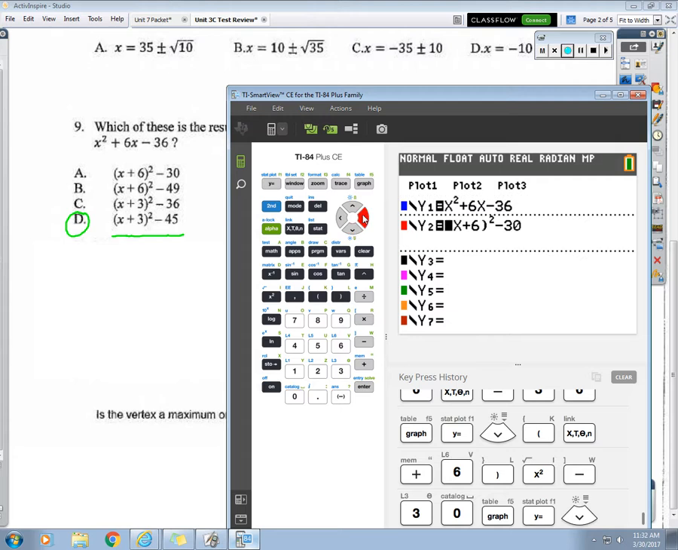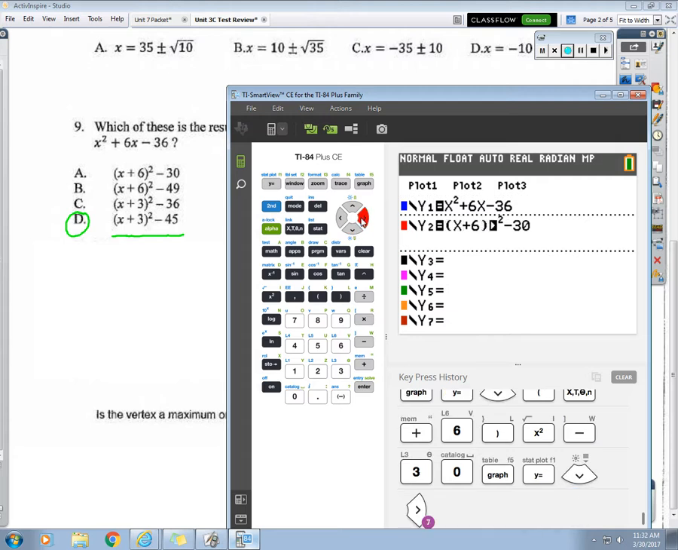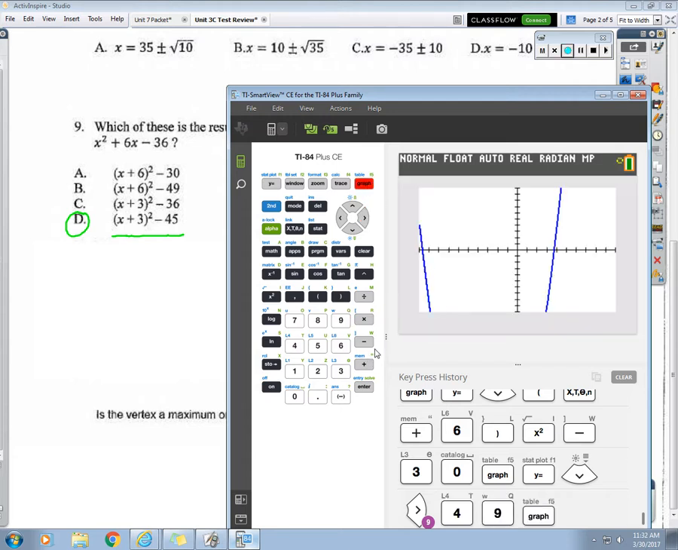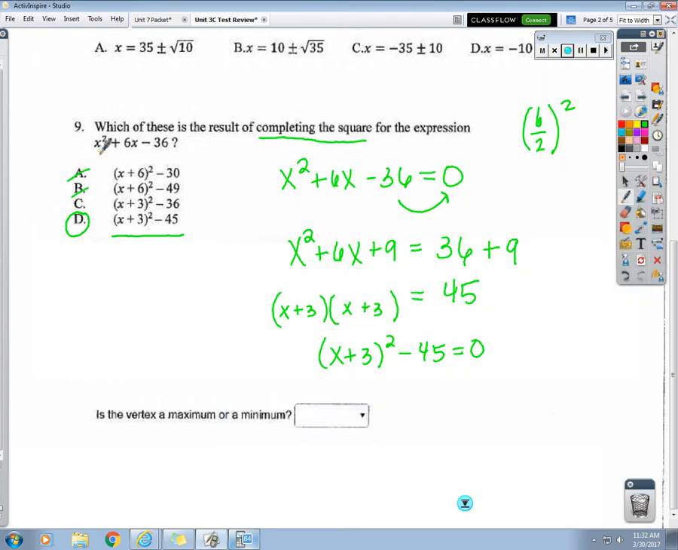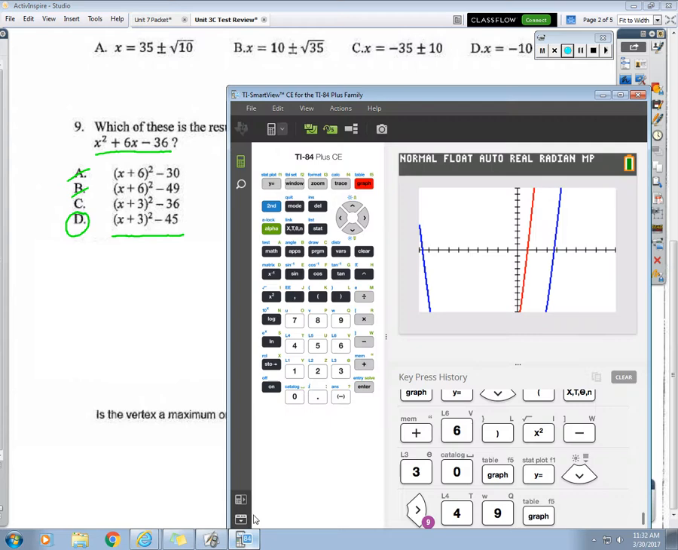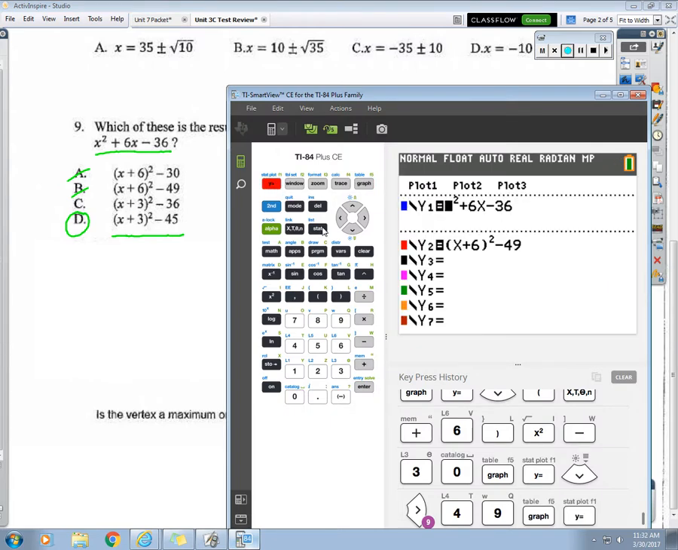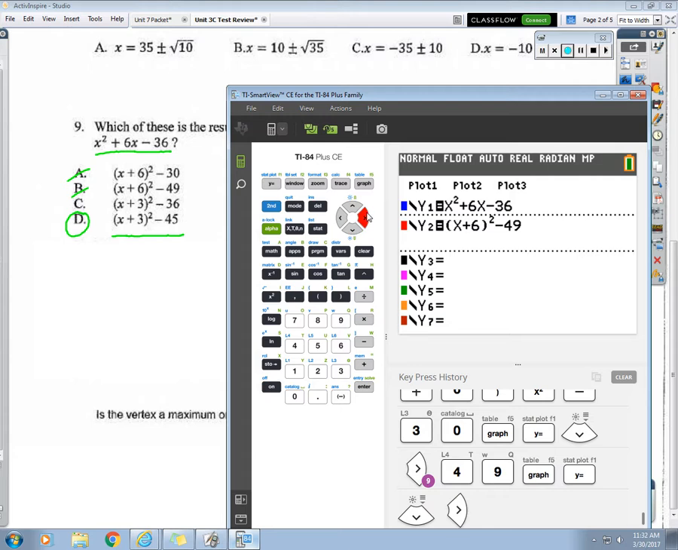Then you would graph B. X plus 6 squared minus 49. Did that make the same parabola? No. So A and B are out. They didn't make the same parabola that this one did. Then you would graph C, and obviously you would know it's not going to make the same. And then you would graph D. X plus 3 minus 45.